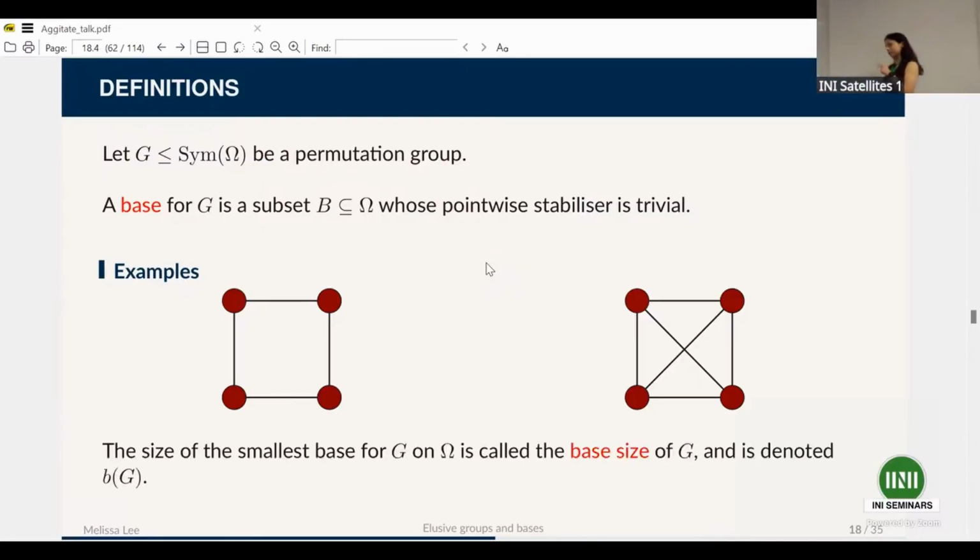For reasons I'll get to in a moment, we're usually interested in the size of the smallest base for a permutation group on its set omega, and we call this the base size of G, denoted by this little b of G. So here are minimal bases in these 2 actions. Actually, the ones I described are minimal. And as you can see, it can vary a bit from group to group, and depending on what your group is, you can have wildly different base sizes.